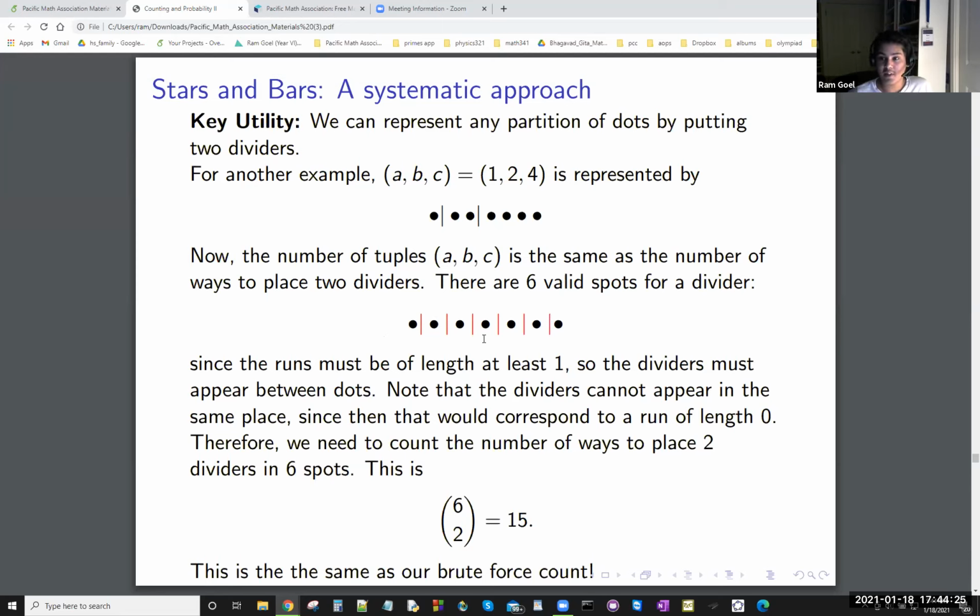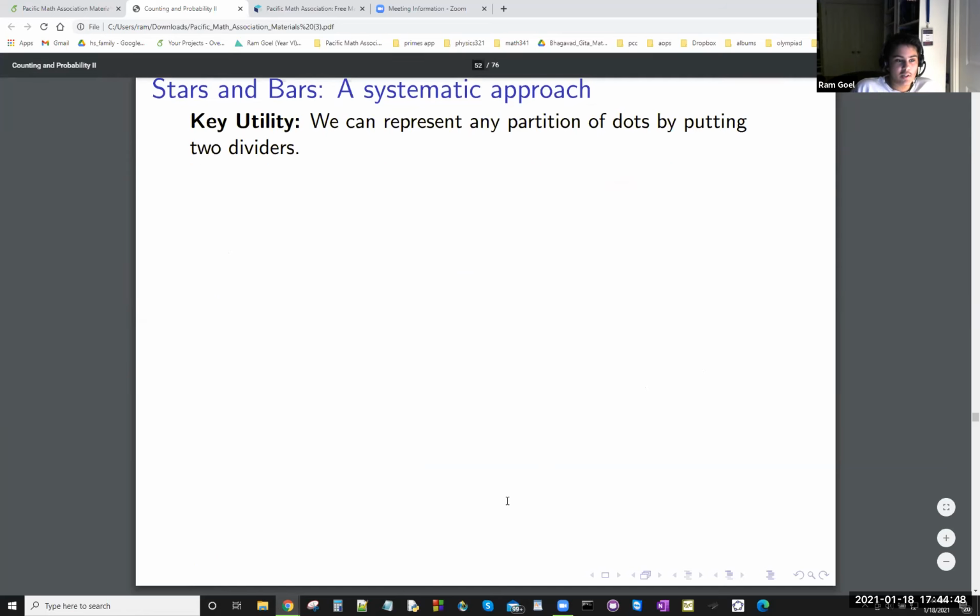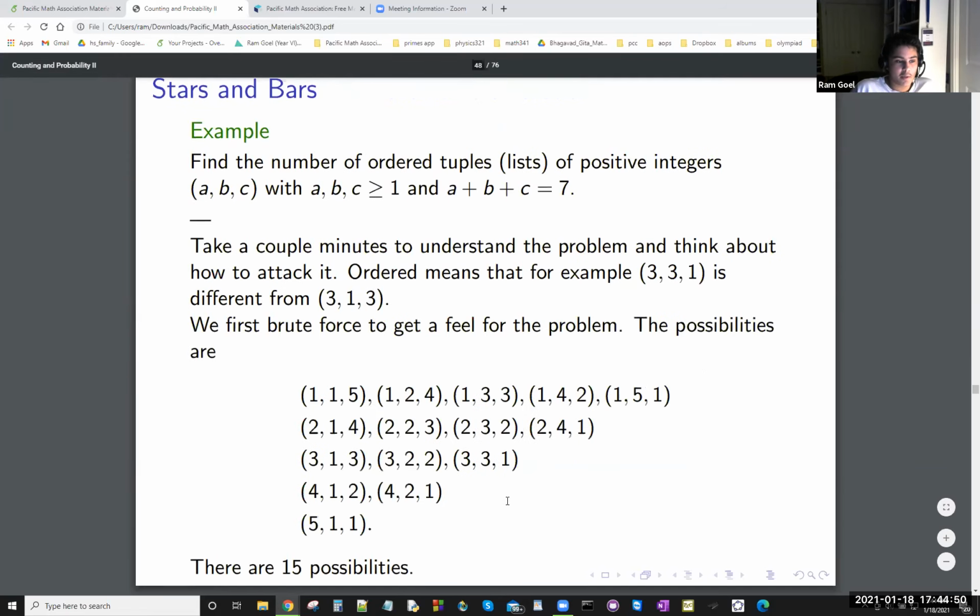This last step is a bit confusing, the exact details of the one-to-one correspondence. But again, you can refer to the handout if it's confusing or if there's any questions you have right now. Feel free to ask. I'm going to pause here for about 1 minute. And in particular, note that 6 choose 2 is 15. This is the same as the brute force count we did up here, 15 possibilities. So that matches up.